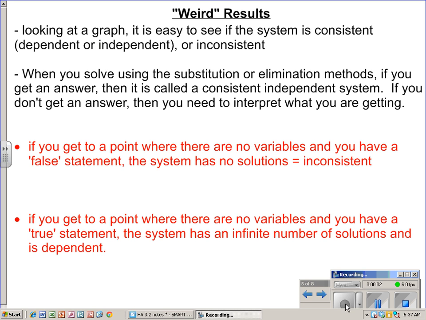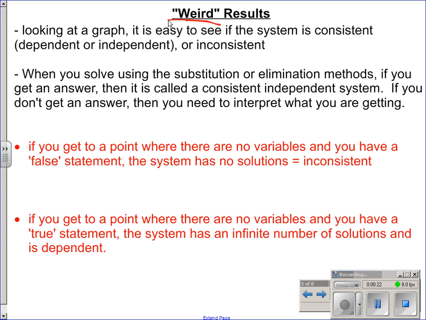Hello, this is the second video for section 3.2. In the first video we talked about just the process of solving a system using the elimination method. Sometimes when you're solving these systems, whether it's with the elimination method or with the substitution method, you're just going to come into some weird results, and that's what we're talking about. So the idea of weird results.